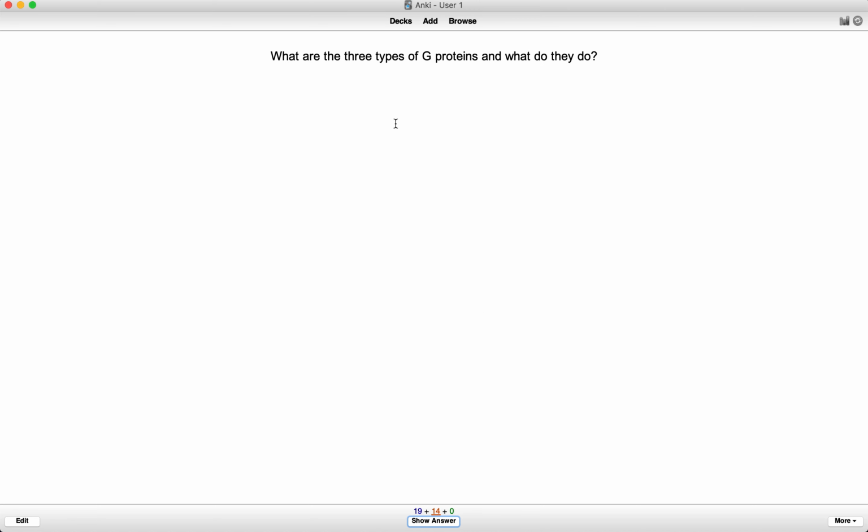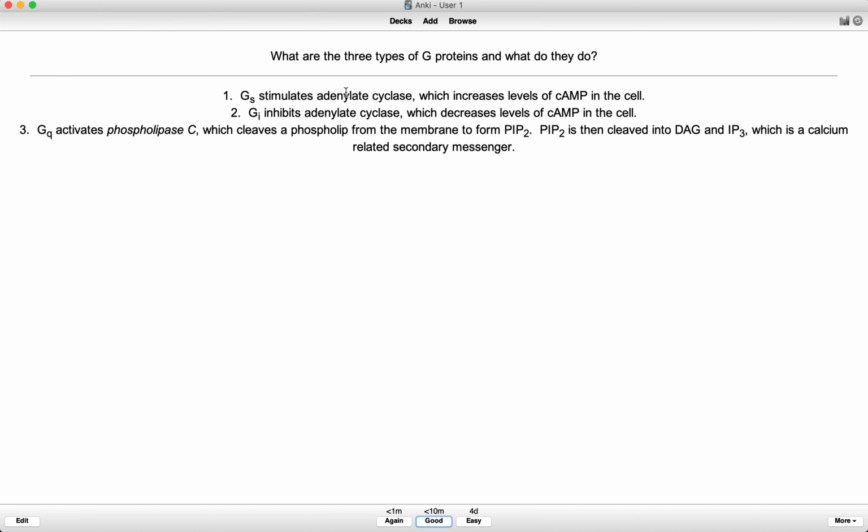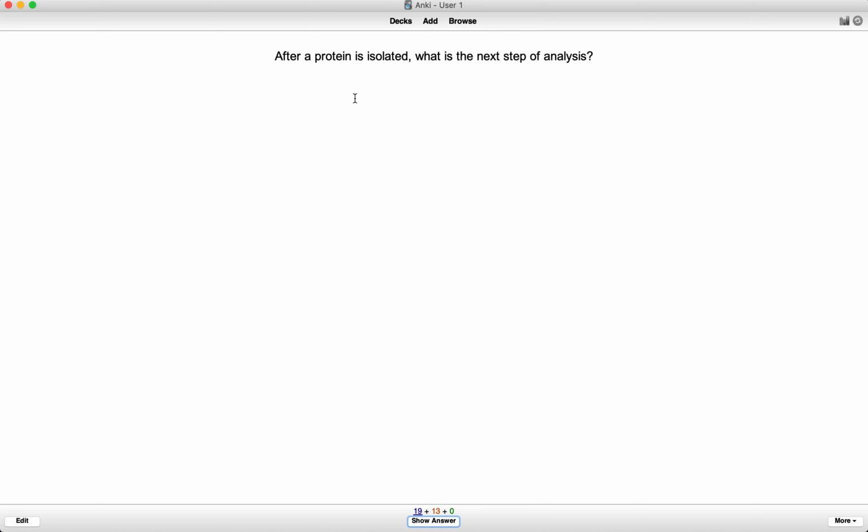Okay. We have GI, GS, and GQ. GI inhibits adenylate cyclase, which lowers cAMP levels. And we have GS, which activates adenylate cyclase, which increases cAMP levels. And GQ will activate some kind of phospholipase, which is involved in some cascade. Yeah, I want to make sure I get these two.